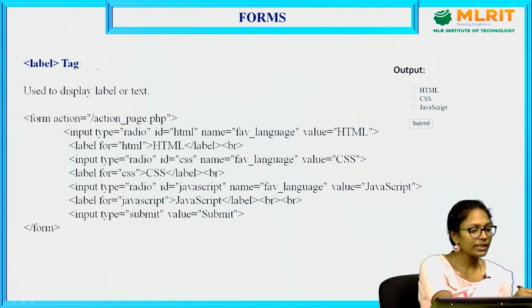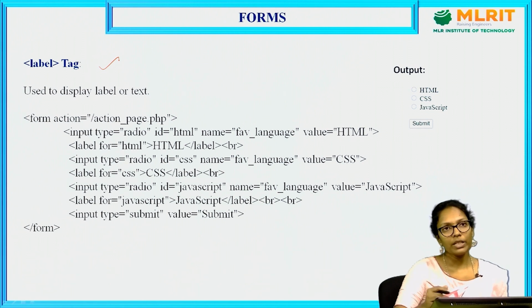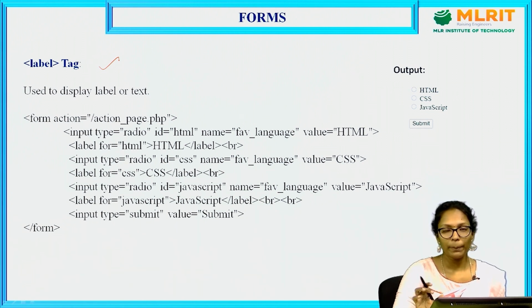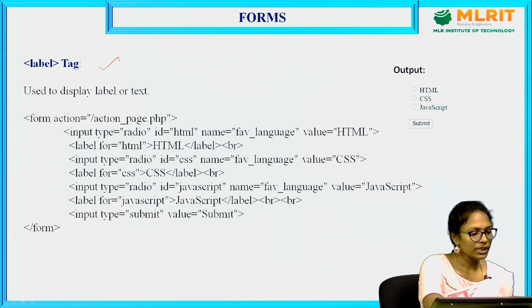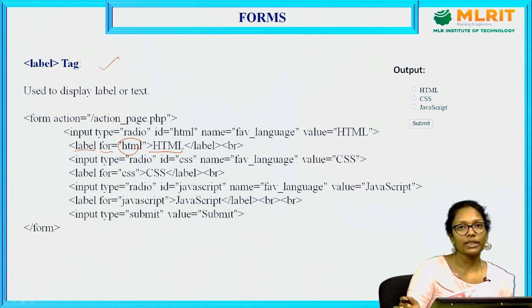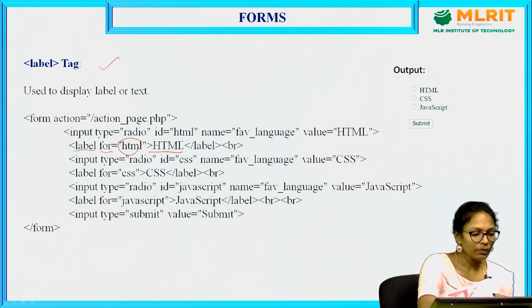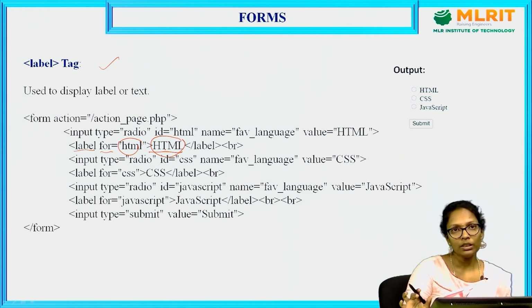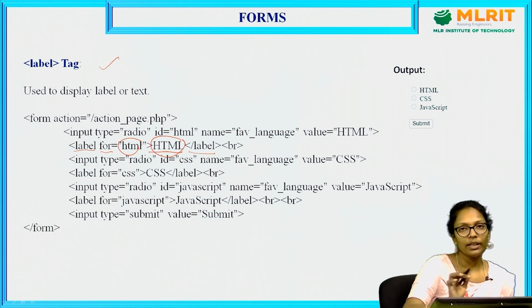So next is the label tag. The label tag is used to display the label. That means in the previous program you have given username, password, the names of the fields. You can give that directly, but instead of that you can also use the label tag. So this is the syntax for the label tag: label for. What is the label you want to display? You want to display the label as HTML. Whatever you write after this label tag is displayed on the web page, and then you close your label tag.